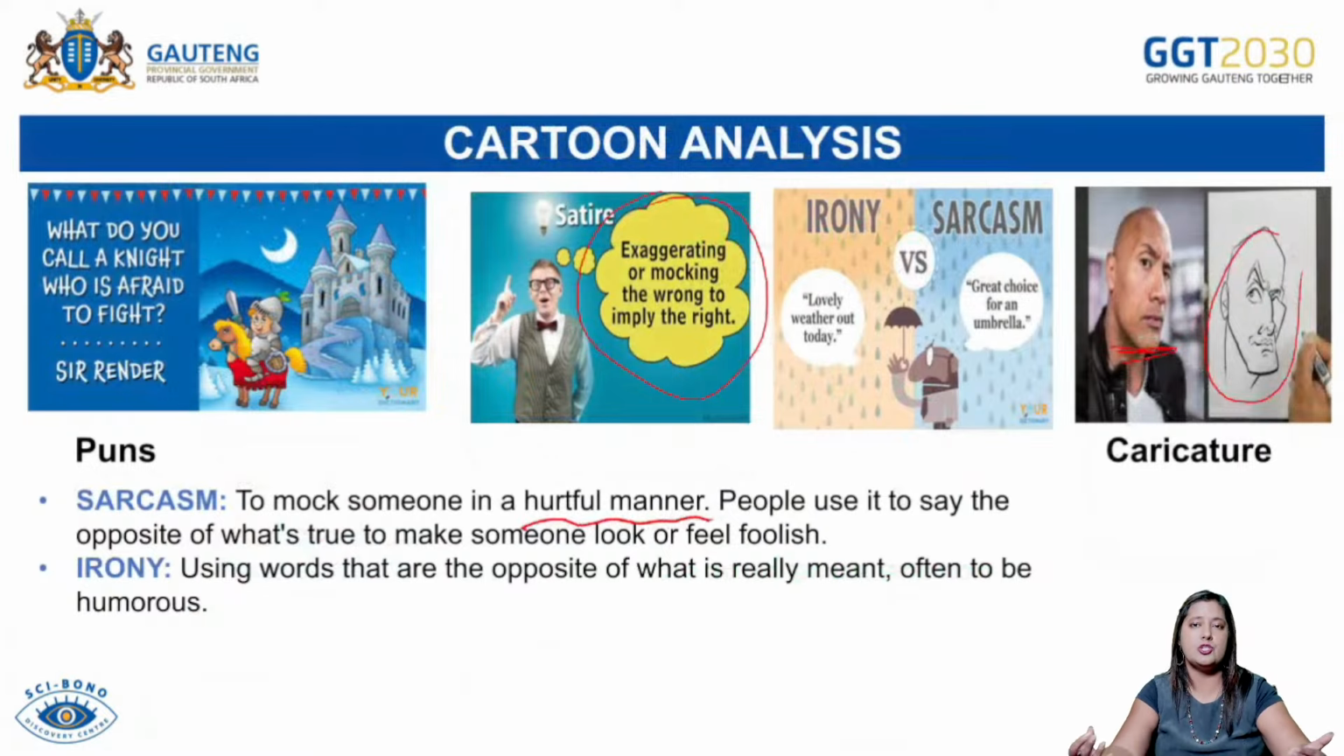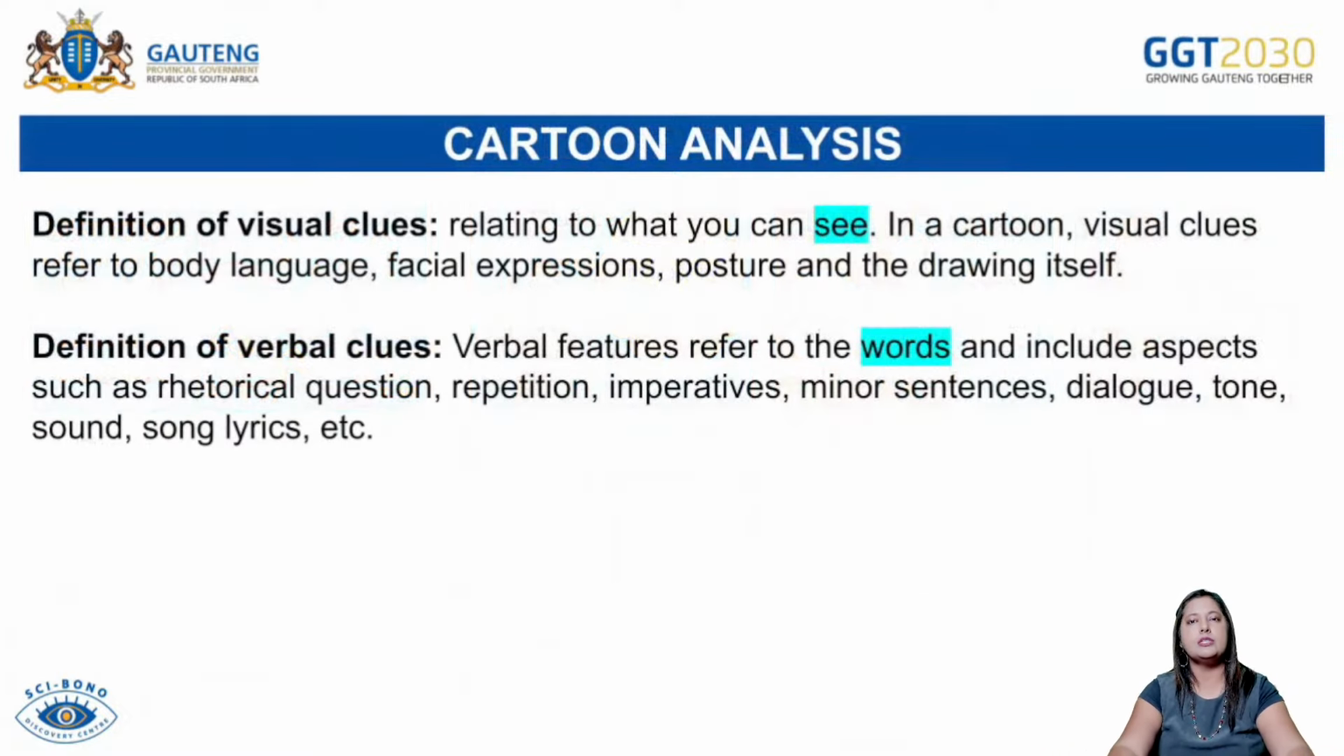So these techniques need to be understood clearly by you when you are answering the cartoon. Then look at the difference between the visual clues versus the verbal clues. We've also done this previously. Remember, the visual is what I see in a cartoon. That is usually the body language of the characters, the facial expression of the characters, the posture of the character as well being showcased in each of the frames. As opposed to the verbal, which is the words that have been included here.